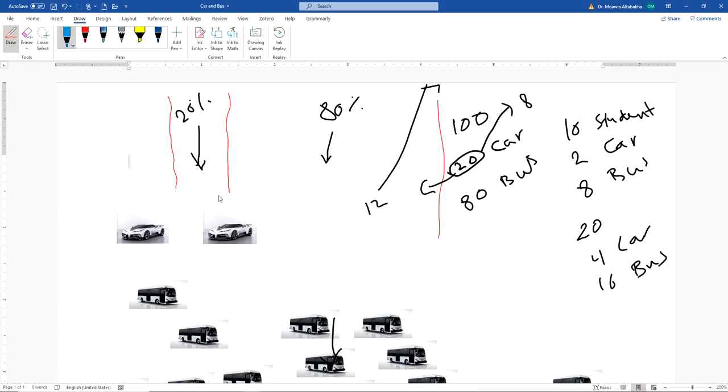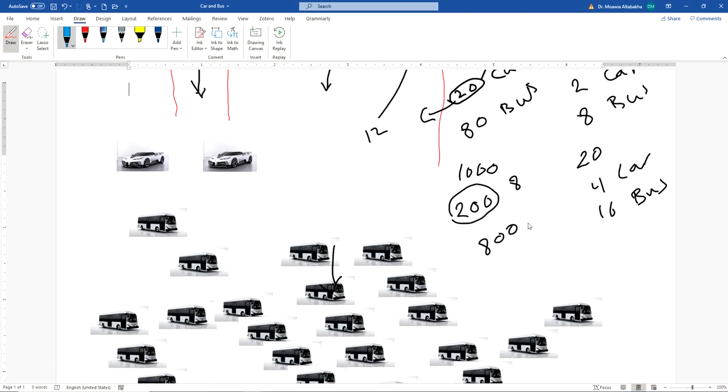Okay, if we go to 1000, supposedly 200 have to go by car and 800 by bus. But what is happening here? It's only 8 are going and the remaining 192 are accumulating in the body. Okay? Whereas here it's fine. I have no problem here.